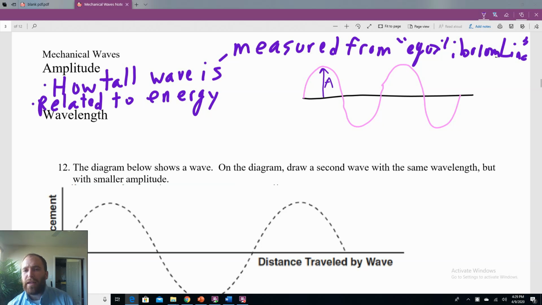An important thing about waves is the height of the wave should be equal to the depth of the wave. And again, we have words for these, so I'm going to write in that wording. I don't think you have it in your notes yet. We call it a crest and a trough.